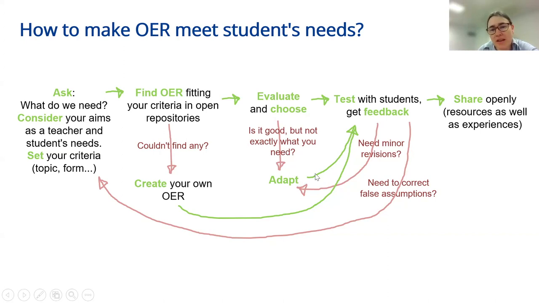We can adapt and then test and make these rounds as many times as is needed to get the best material. Sometimes it can happen that our assumptions in the beginning were not right, and when we need to correct false assumptions, we will go back to the beginning, set new criteria, and then go find another fitting open educational resources according to the new criteria.